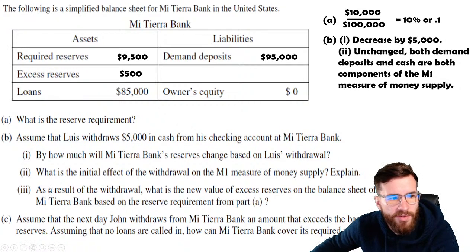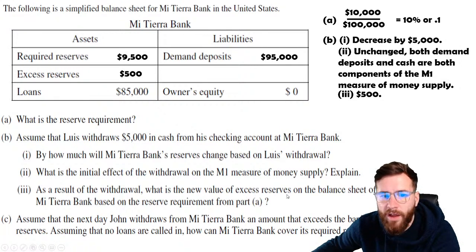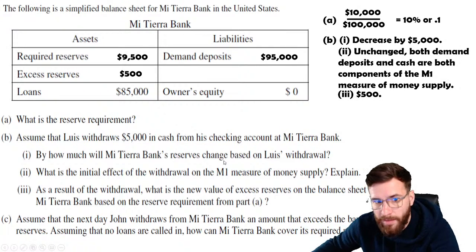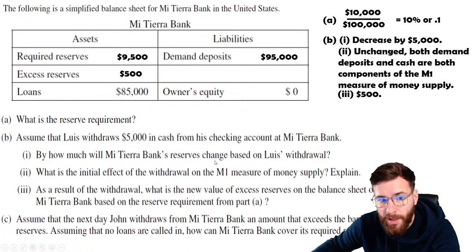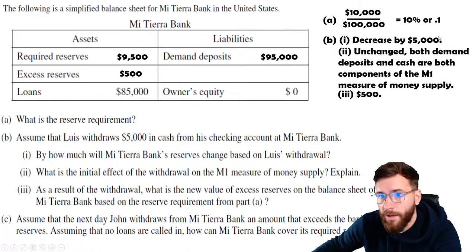Okay. And then the last one says, as a result of the withdrawal, what is the new value of excess reserves? So this says new value. A couple of things: sometimes they say new value, and sometimes they say change. Make sure you specifically look at what they are asking about. Before they said change, so I said decrease by 5,000. If they said what is the new value of reserves, the answer would therefore be 10,000. I'm talking about B-one earlier. So make sure, does it say change, or new value? This one says new value.